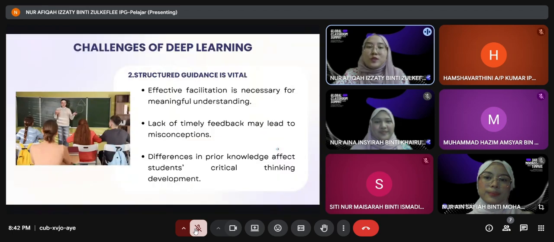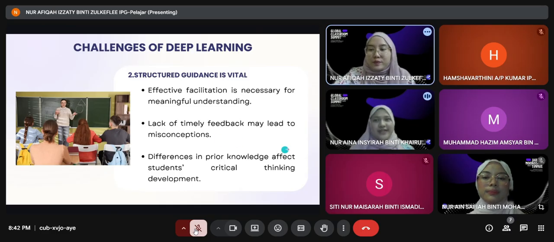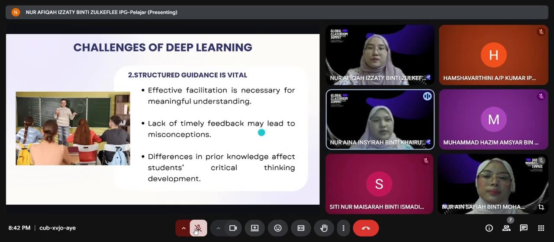So, moving on to the third speaker of deep learning. Thank you, Afika, for your insight. And I might as well want to add one of the challenges of deep learning.